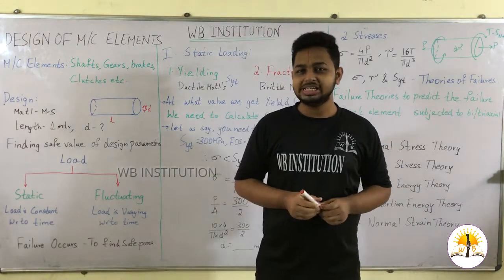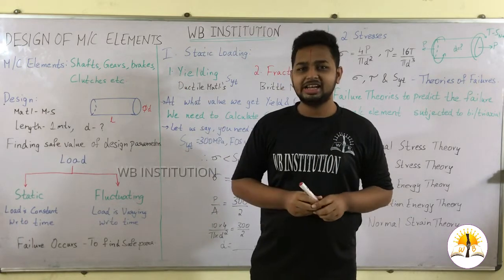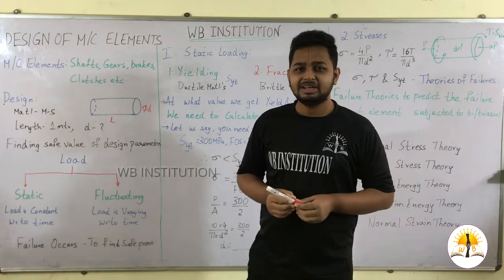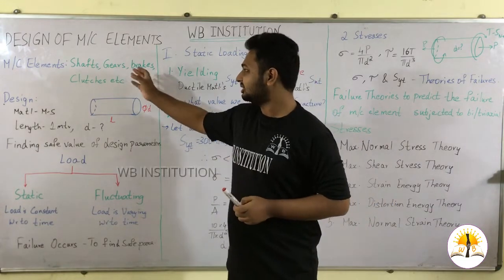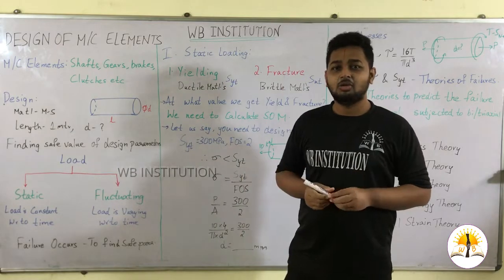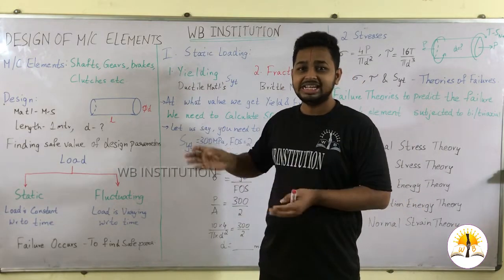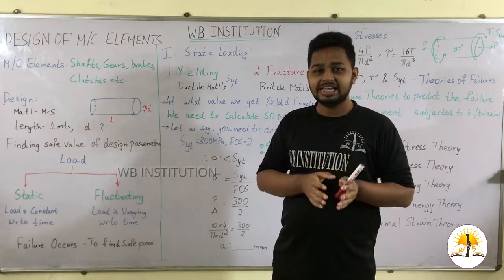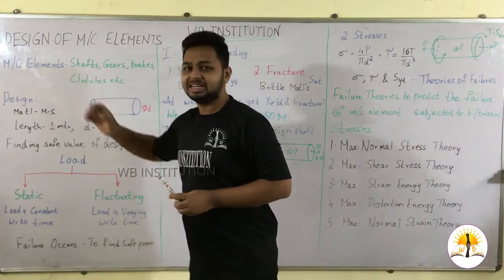Today we are going to see about design of machine elements. So what are machine elements? Machine elements are nothing but shafts, gears, brakes, clutches, tie rods, connecting rods, whatever equipment we use in a machine. Those components are individually called machine elements.